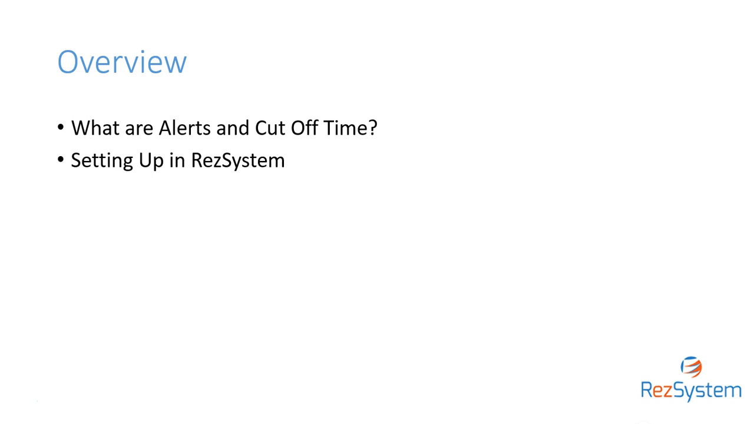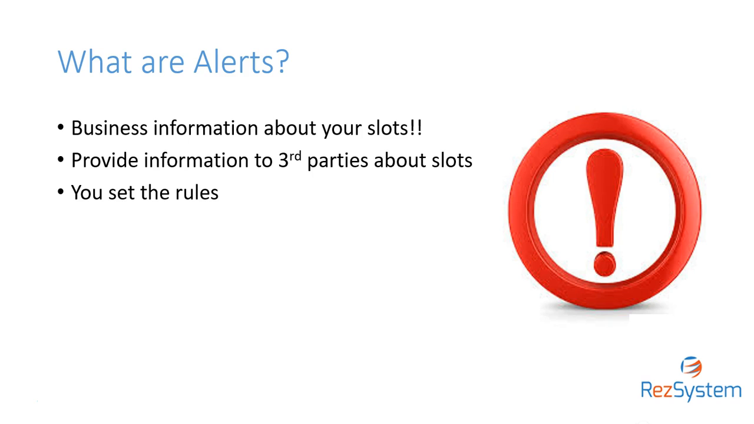So first of all, let's talk about alerts. What are alerts? Well, really simply, it's an email notification based upon a business rule. And that notification can go to you or it can go to a third party. And it could be an alert about a cancellation. So maybe you don't need a motor coach one day. And so when a cancellation occurs on a slot, you want to send a notification to a third party that says, we're not going to need the bus that day.